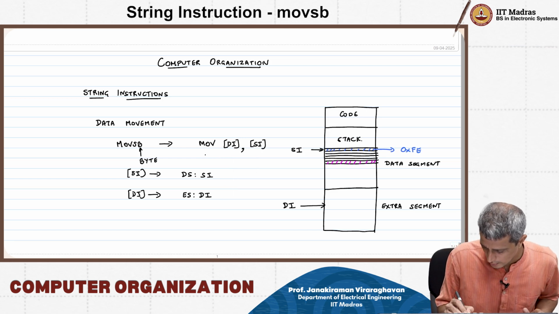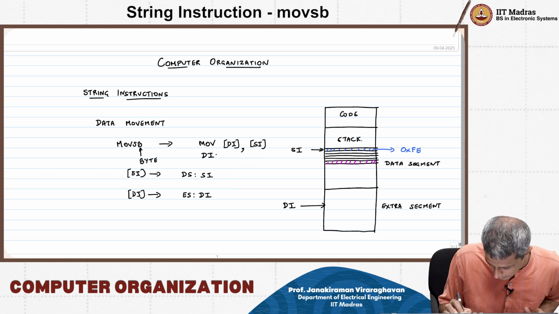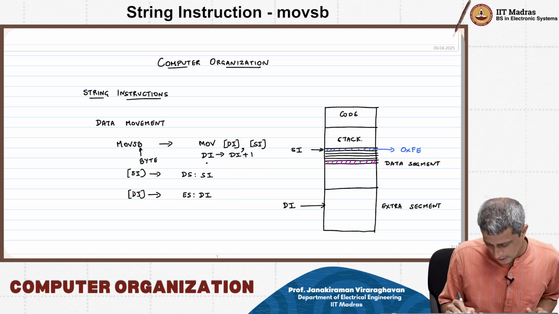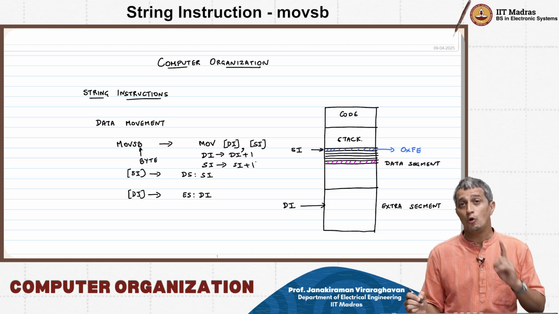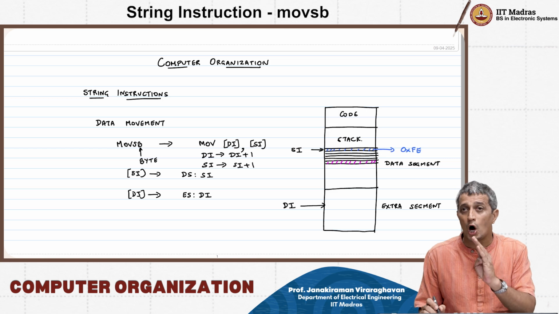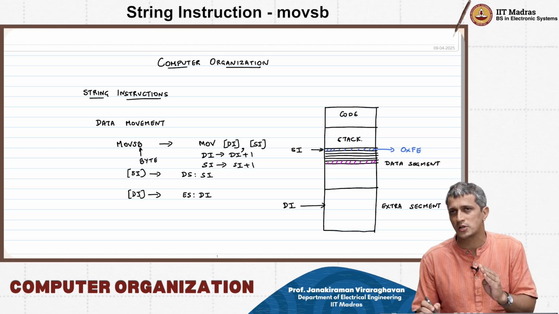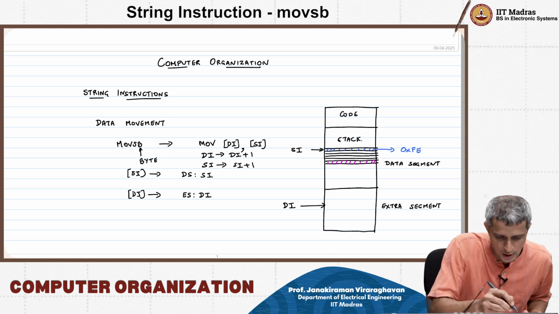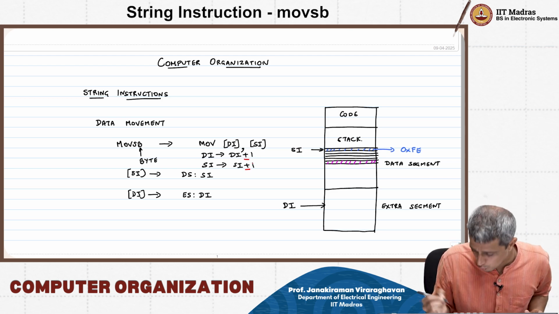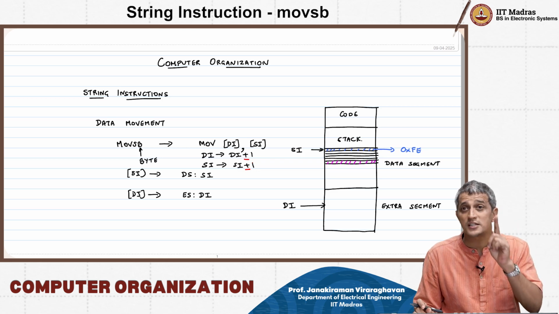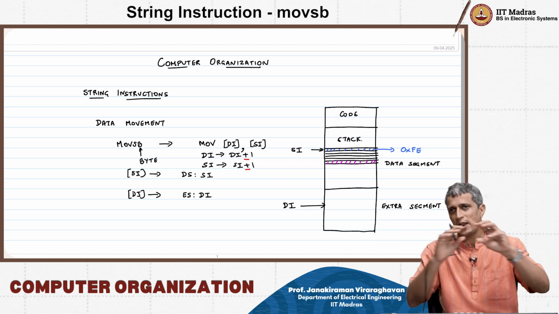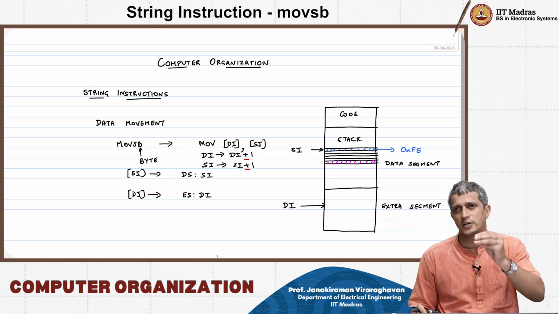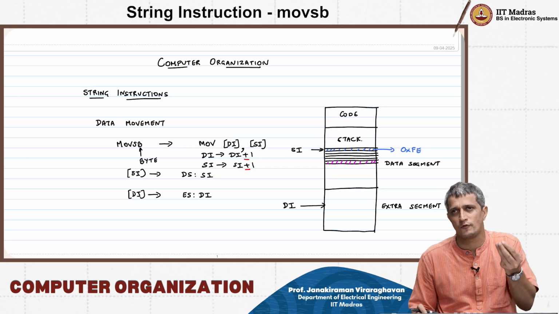So let me take this off so that DI will now become DI plus 1. Source index will become SI plus 1. Now, the processor can do plus 1 or minus 1, and this depends on what is known as the direction flag in your flag register. So you remember the flag register, the ALU operations would go and set some flags, the zero flag, carry flag and all that.